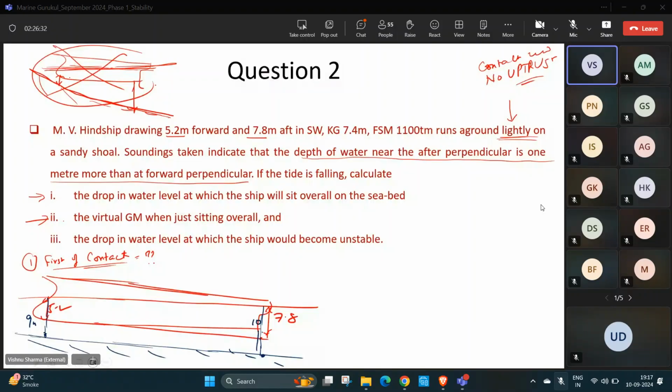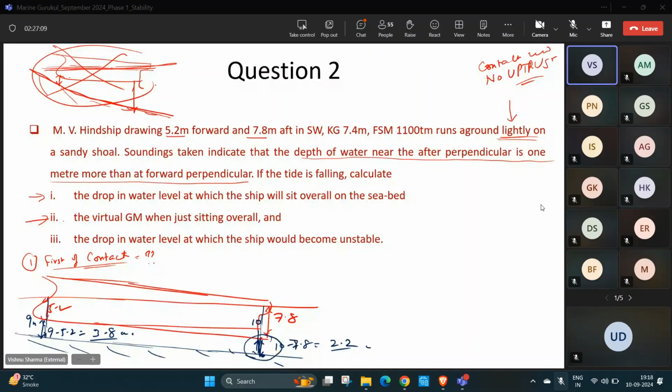What is the UKC aft? 10 minus 7.8, that is 2.2. What is the UKC forward? 9 minus 5.2, that means 3.8 meters. Am I right, guys? Yes or no? The under keel clearance in this case will be 3.8 meters forward and 2.2 meters aft. Do you agree? Yes or no? Yes, sir. So the first point of contact will be the point of minimum UKC, right, beta?